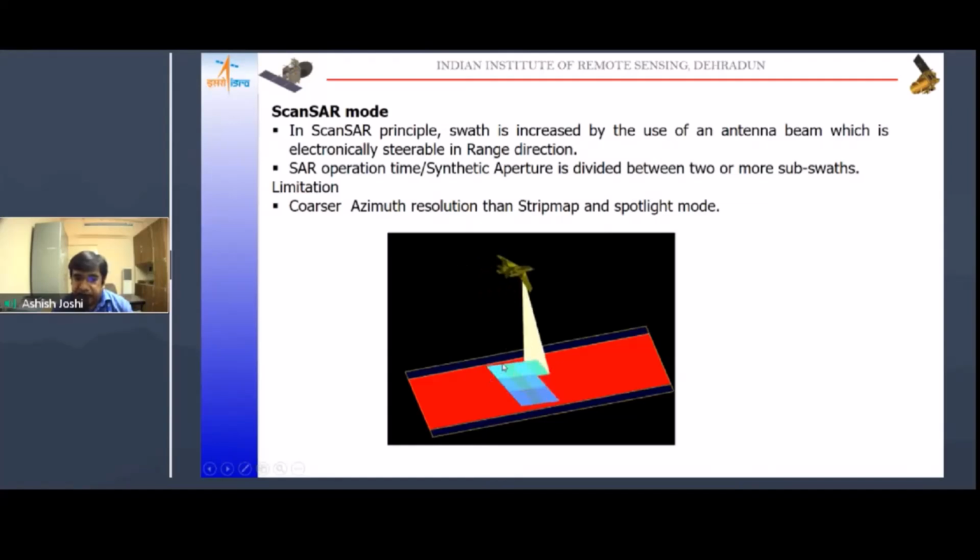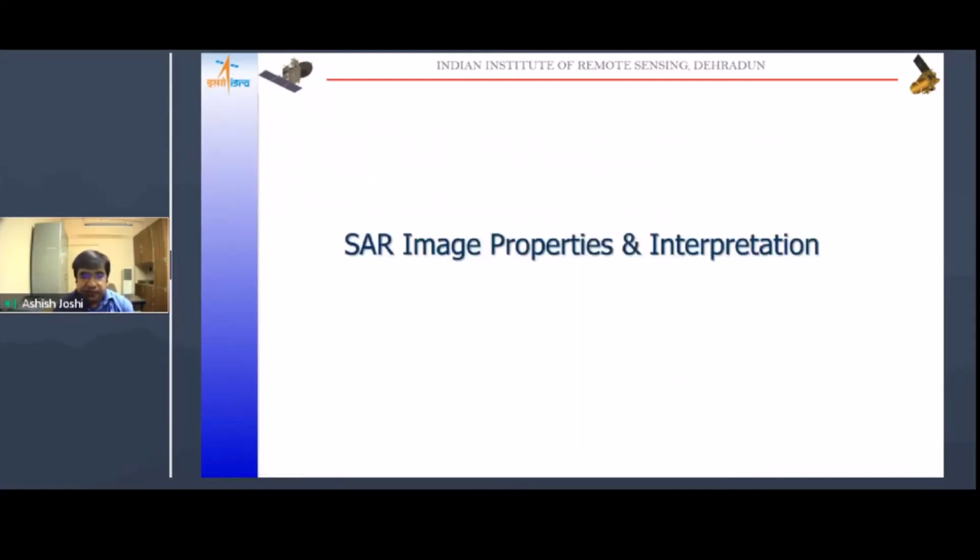Means one beam will see this portion, the second beam this portion, and the third beam this. So if we have multiple beams in the SAR, then we can use the SAR mode for the imaging.